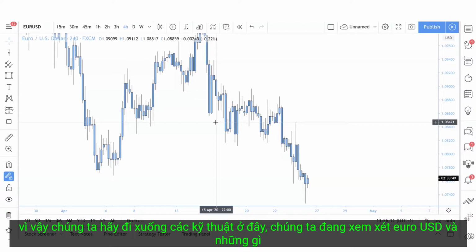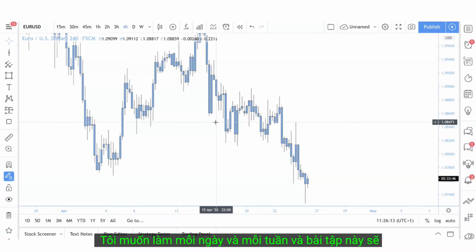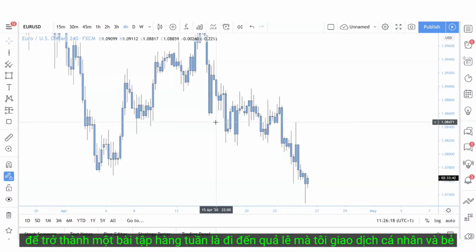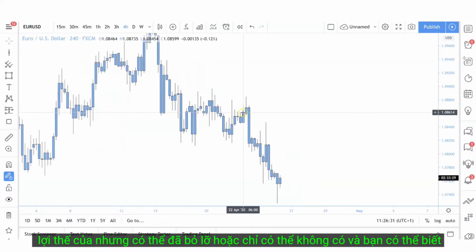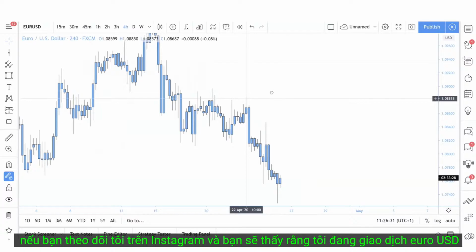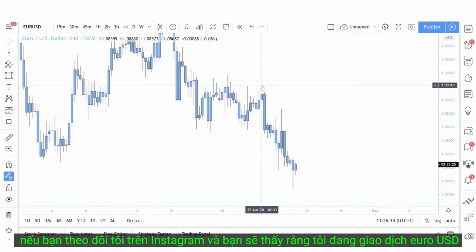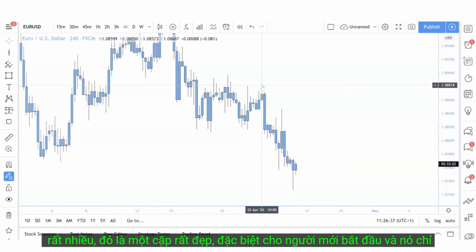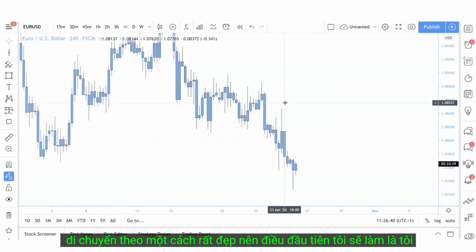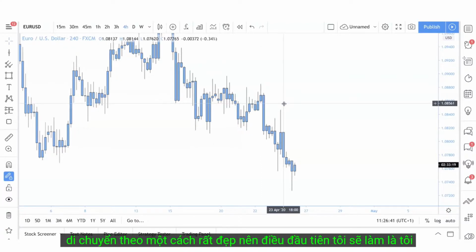Here we're looking at Euro USD, and what I want to do every single day and every single week, and this exercise is going to be a weekly exercise, is go to the pairs that I trade personally and break them down to identify tradable opportunities I could have taken advantage of, but may have missed or just may not have taken. And you probably know, if you follow me on Instagram, that I've been trading Euro USD a lot. It's a very beautiful pair, especially for beginners, and it just moves in a very beautiful way.